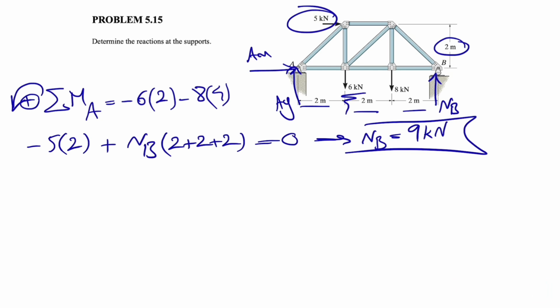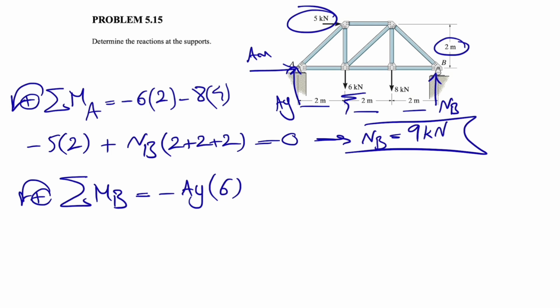And we can do the moment about point B, then we can find AY. For that we have the moment of AY, which is clockwise, so negative, times again 2 plus 2 plus 2, which is 6. And the rest of the moments: we have the 5 kilonewton force, which is clockwise, so we have minus 5 times the perpendicular distance, which is 2.